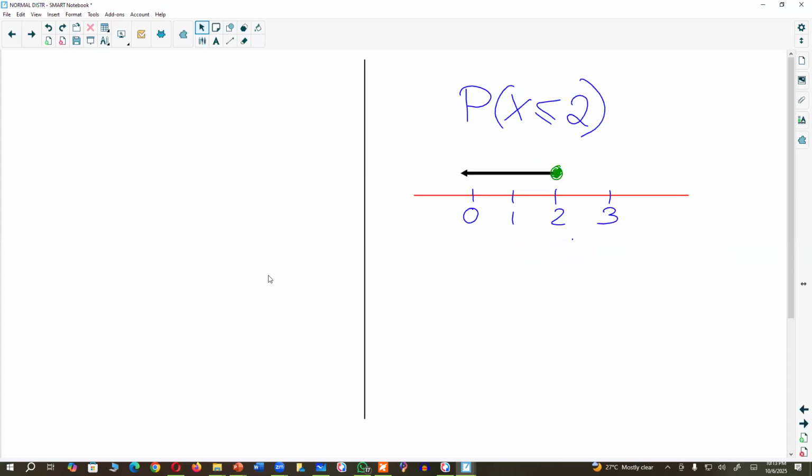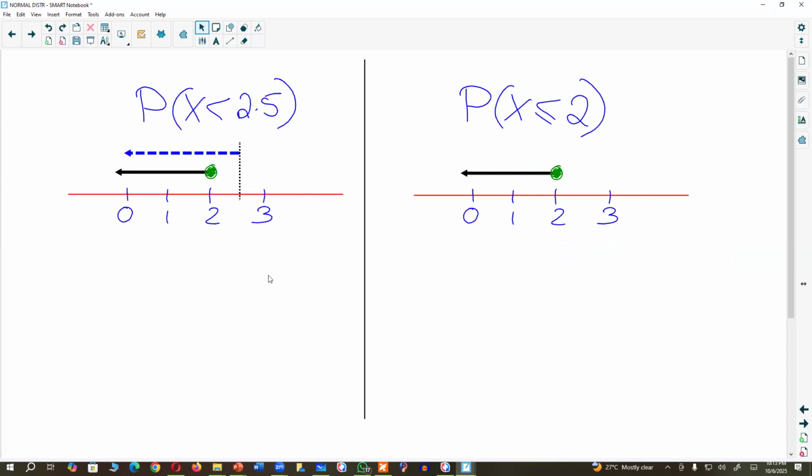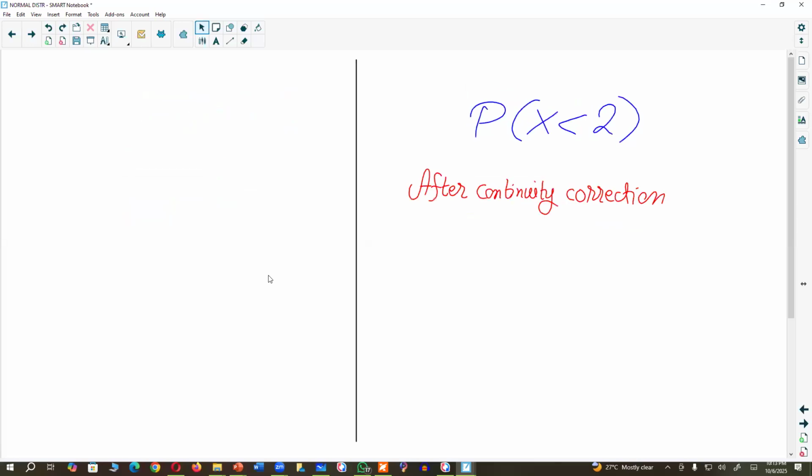Similarly, x is less than or equal to 2. Equal sign is not possible to be managed on normal. It can be managed on binomial, less than or equal to 2. So P(X is less than 2.5). This is another continuity correction like this. Now x is less than 2.